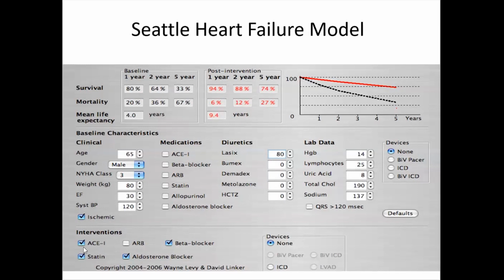each therapy, either adding an ACE inhibitor or ARB, beta blocker, or ICD, how that changes their mortality over time. That's actually a way to talk about this patient and see what the benefit of these therapies is. So it's a good tool to use.